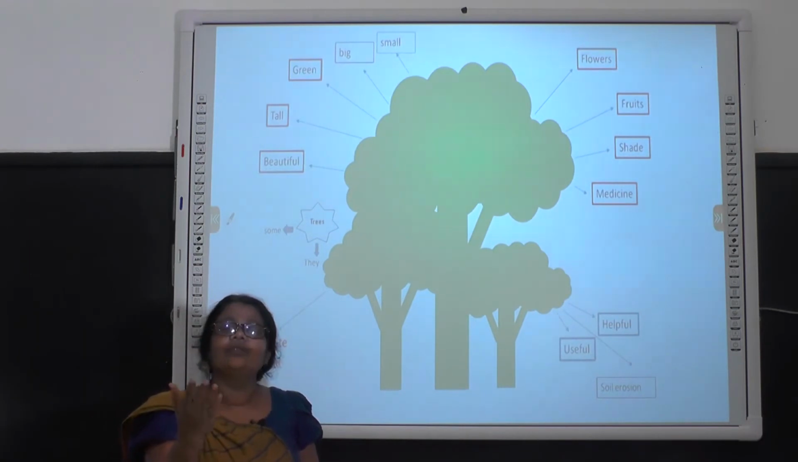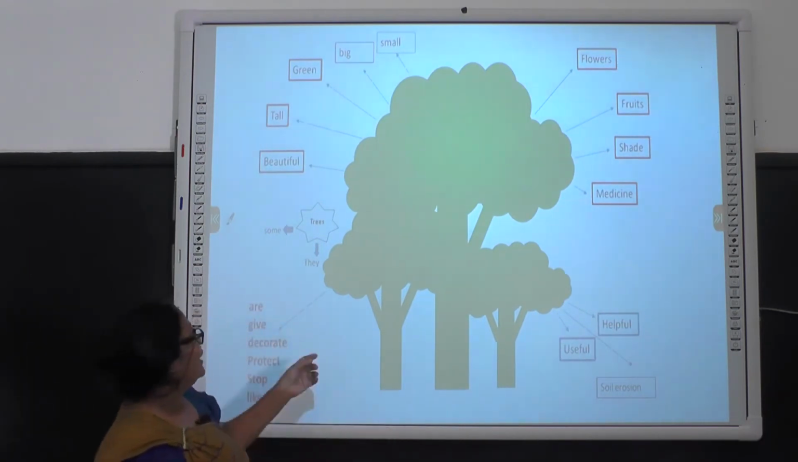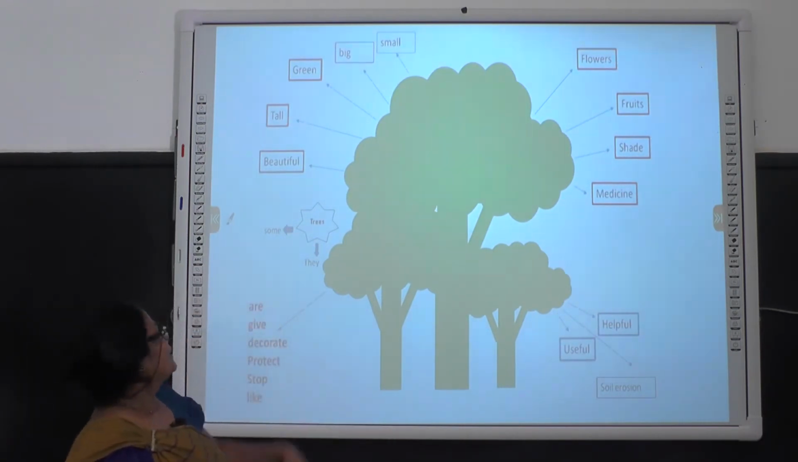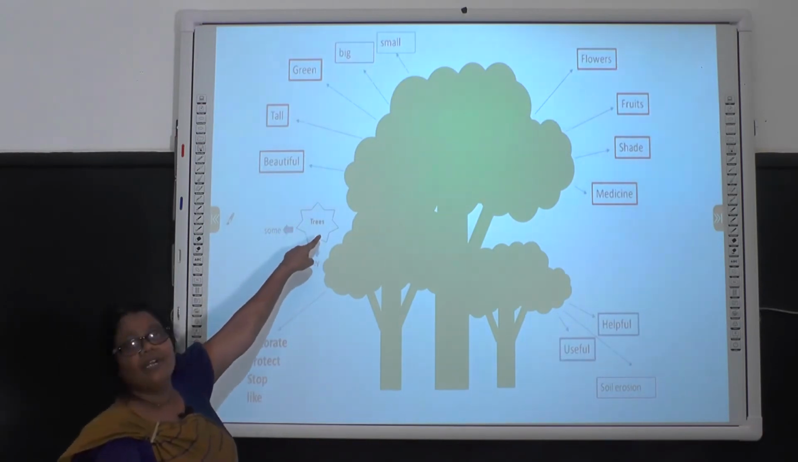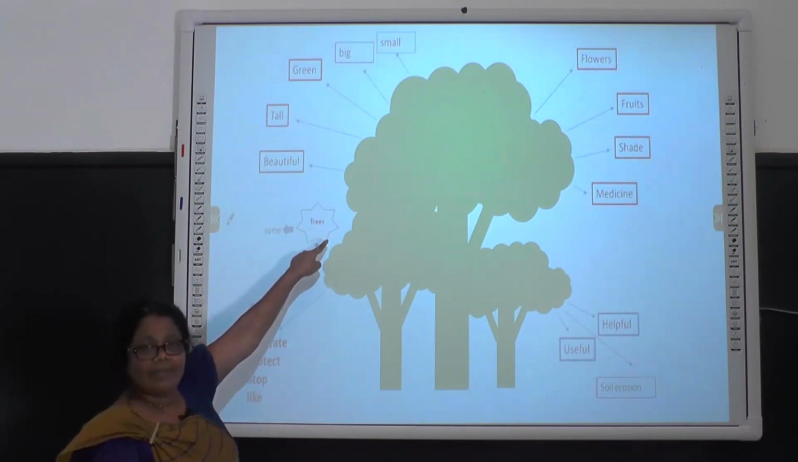You too have to do the same. Right. Now let's see how to write the first sentence. Now I pick up one word from here. This is the subject, trees.